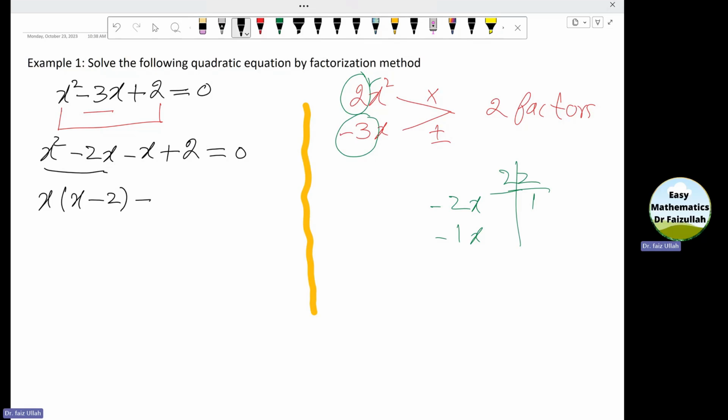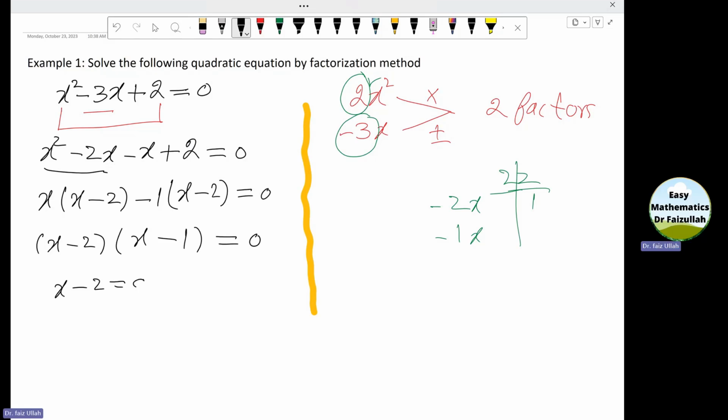Now take common from the last two terms. We get minus 1 as common, so that in the bracket we get the same factor x minus 2. Now x minus 2 is common, so take it outside, and the remainder is x minus 1 equal to 0. Then just substitute x minus 2 equal to 0, and then x minus 1 equal to 0.